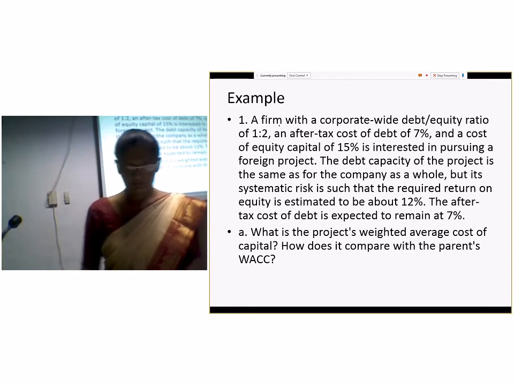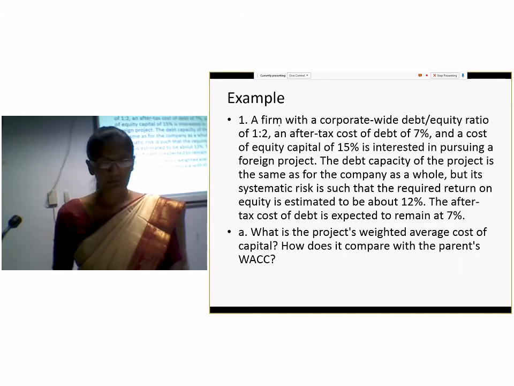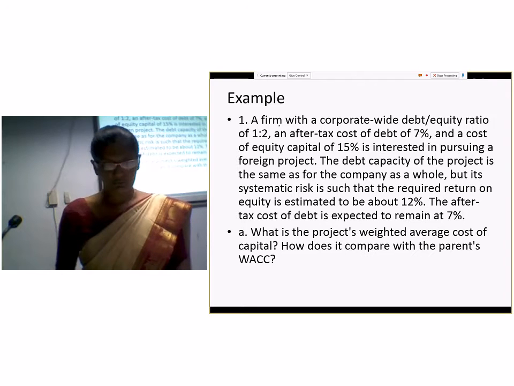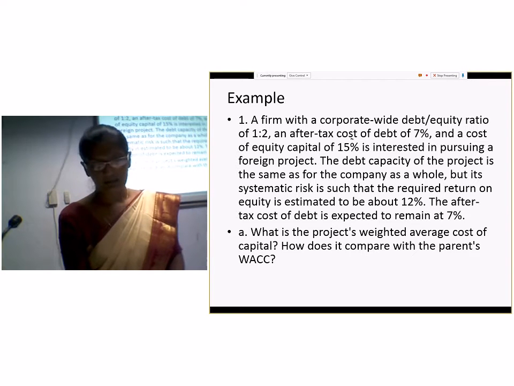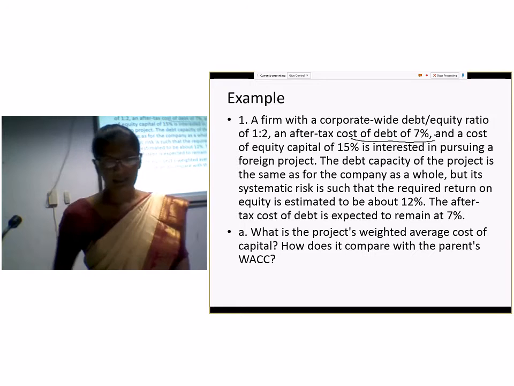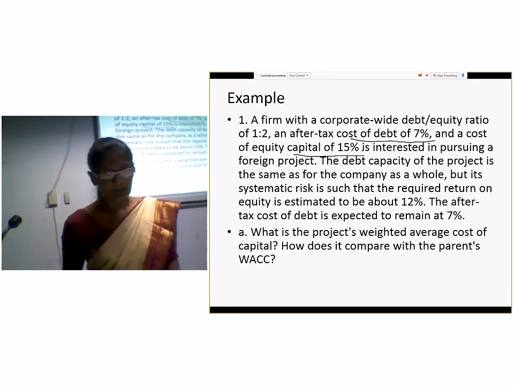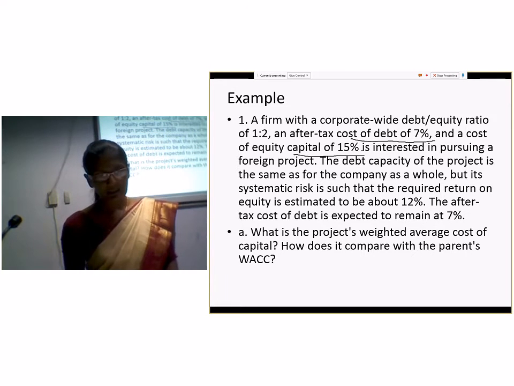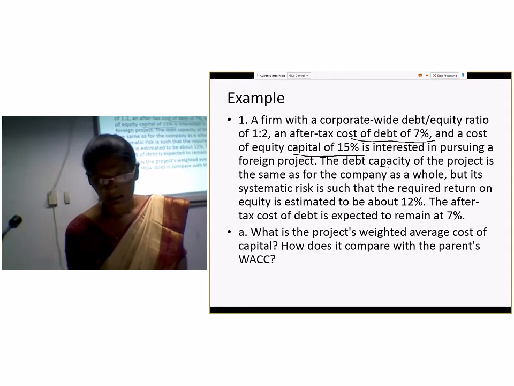Here you need to calculate the weighted average cost of capital. Before that, let's read and understand the question. A firm with a corporate-wide debt to equity ratio of 1 to 2. Debt is 1, equity is 2, right? The after-tax cost of debt, KD times (1 minus T), is given as 7%, and the cost of equity capital is also given as 15%, and the firm is interested in pursuing a foreign project, right? The debt capacity of the project is the same as for the company as a whole. There is no difference between the project's debt capacity and the company's debt capacity, right?